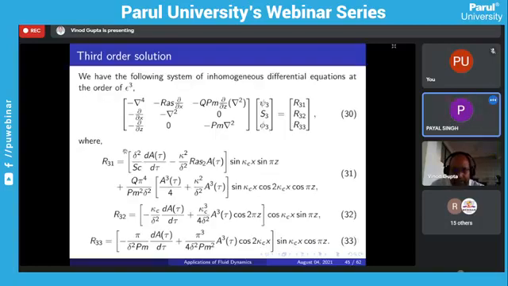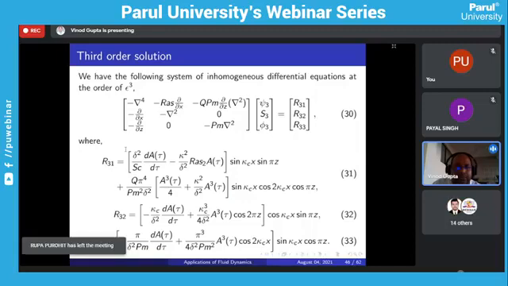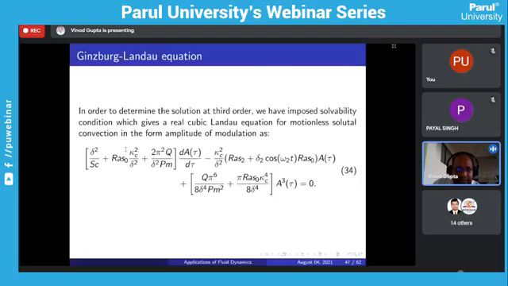Okay, okay. Similarly, we will find the third order solution. For the third order solution, we will equate the coefficients of epsilon cube on both sides. So that gives you the third order solution. After that, we will apply the solvability condition, which gives a differential equation in terms of capital A, which was needed at the first order. So from here we will obtain the value of A tau.